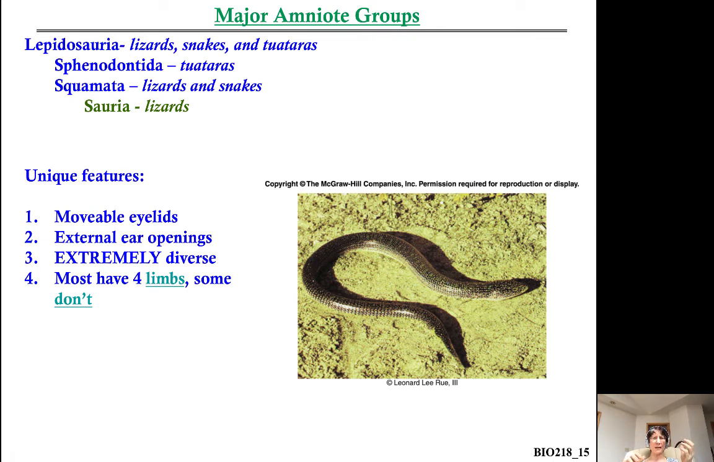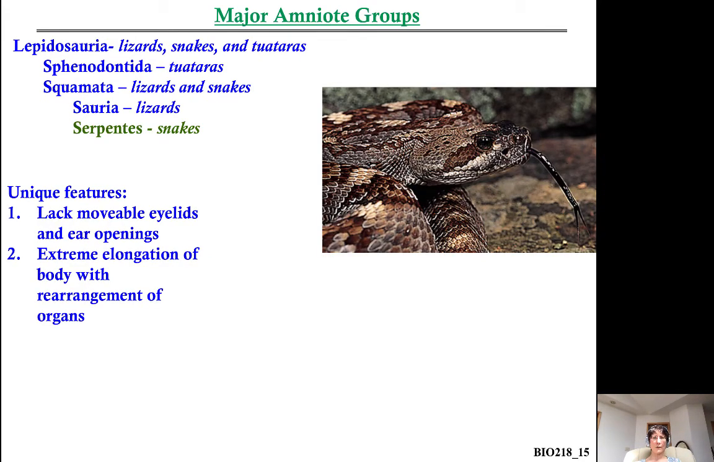The scales are really hard on the outside of the body. And you would be able to see that it's got an eyelid that it can open and close, and it's got an external ear opening. In contrast, when you're looking at the snakes, snakes lack those movable eyelids, and they also lack external ear openings. So you'll never see those ear openings on the sides of their heads.